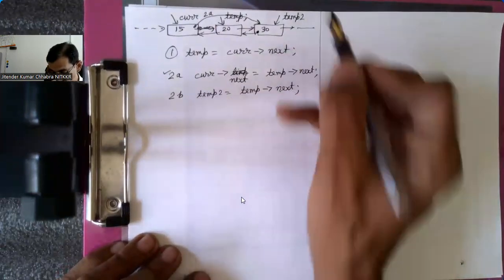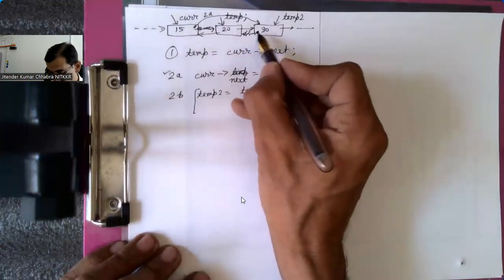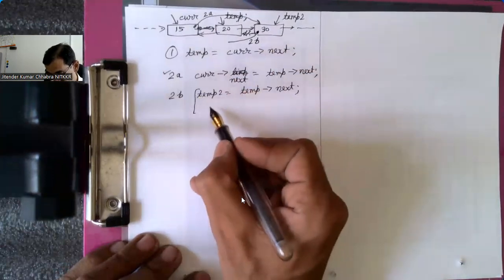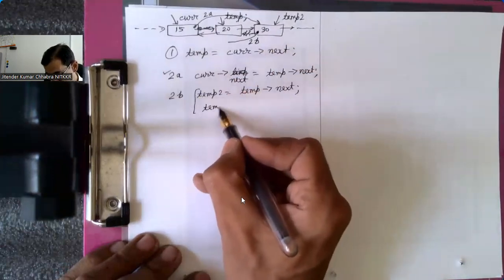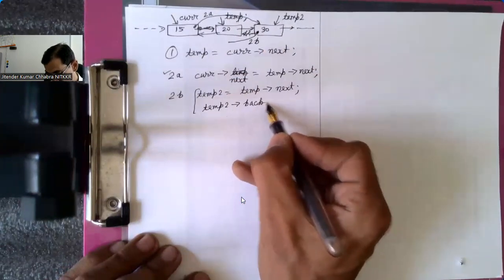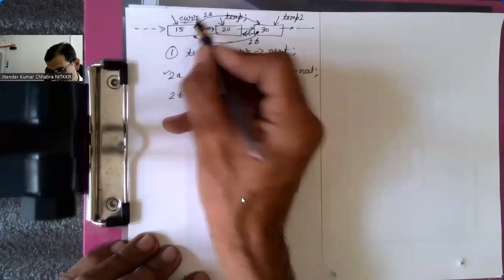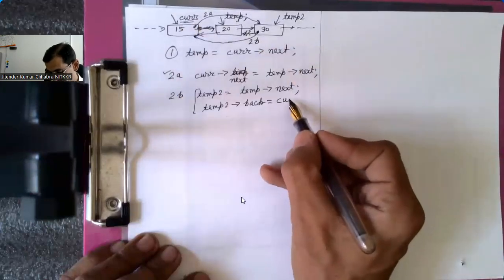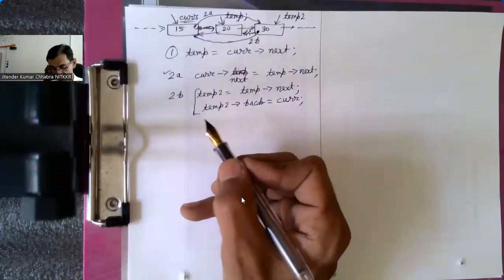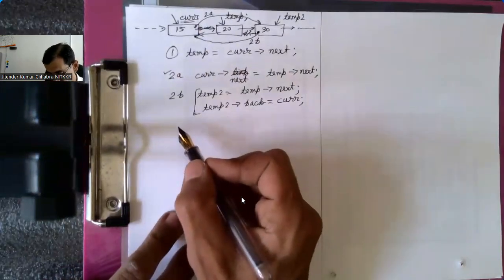So in 2B, I took temp2 and now this pointer is to be updated. So I will say temp2 arrow back is to be updated. To be assigned what? It should get pointed to current. So this becomes my 2B, the pair of 2 statements. This becomes easy, not a problem at all.